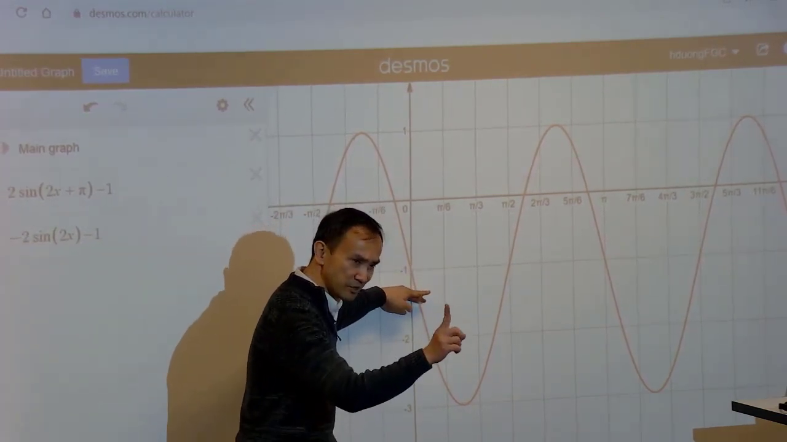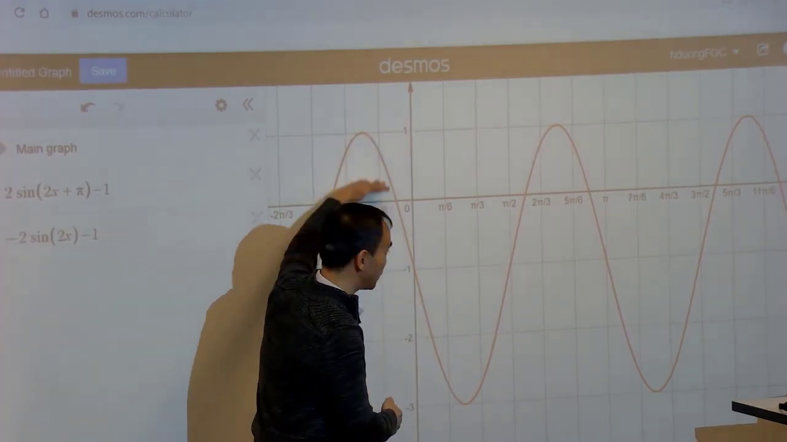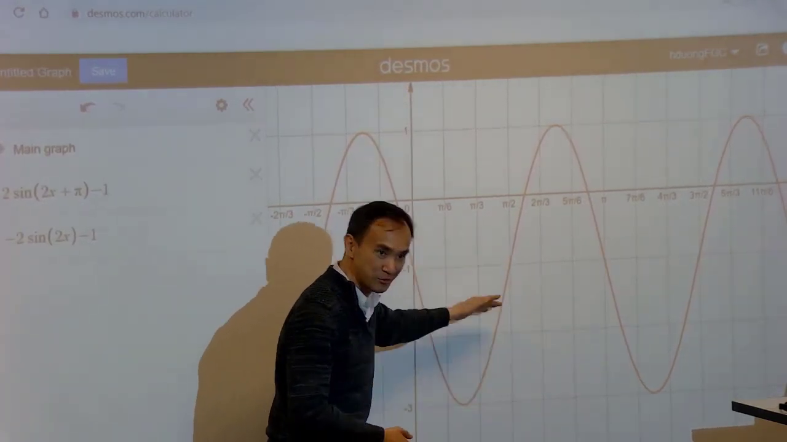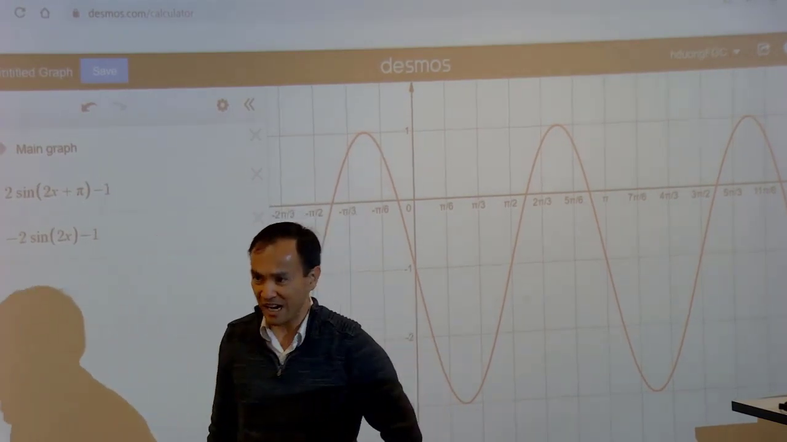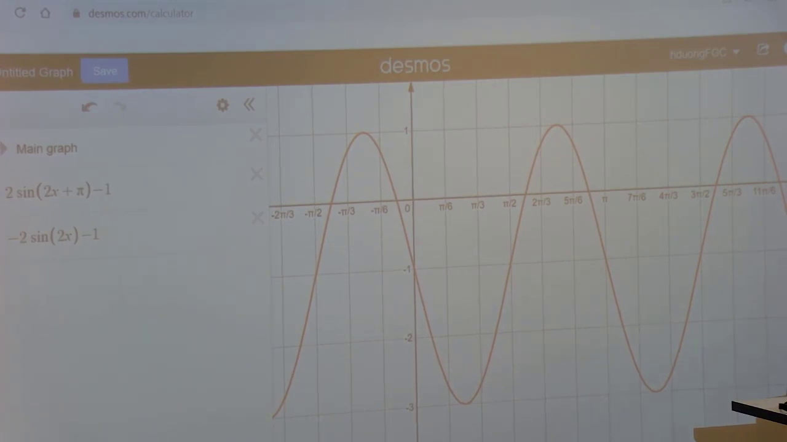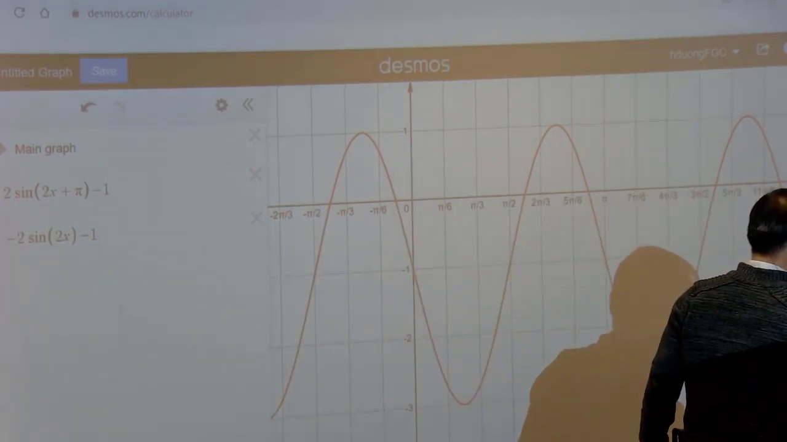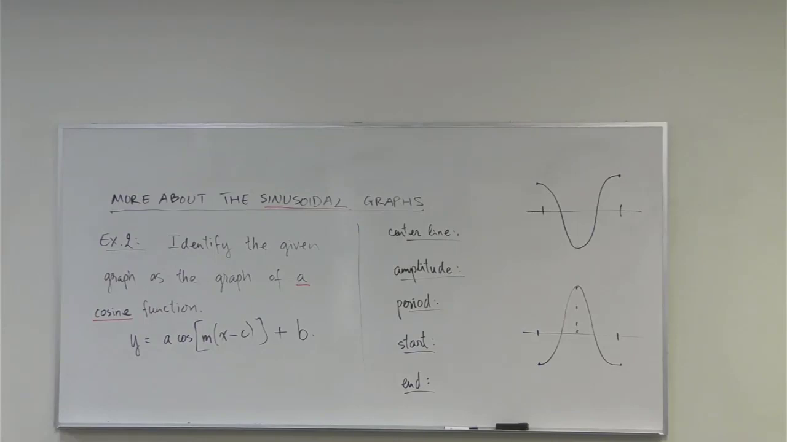So the center line is still the same at -1. Amplitude is still 2. So we got some of that. For a sinusoidal graph, writing it as a sine or as a cosine, it should always have the same center line information and amplitude information. Okay. So now I'm going to come over there. Okay, let's put it in.